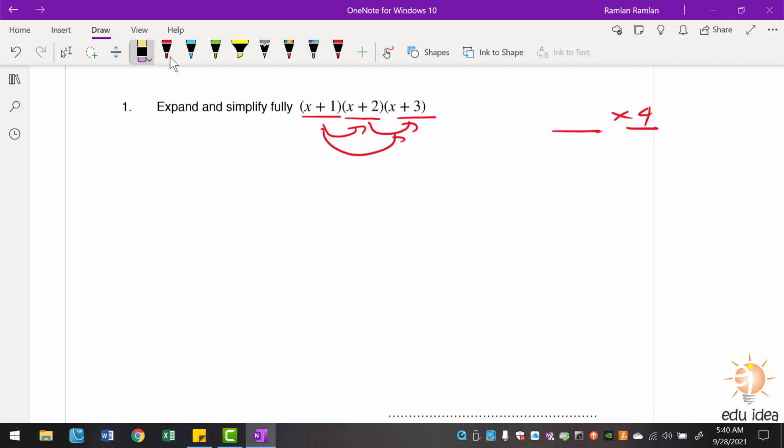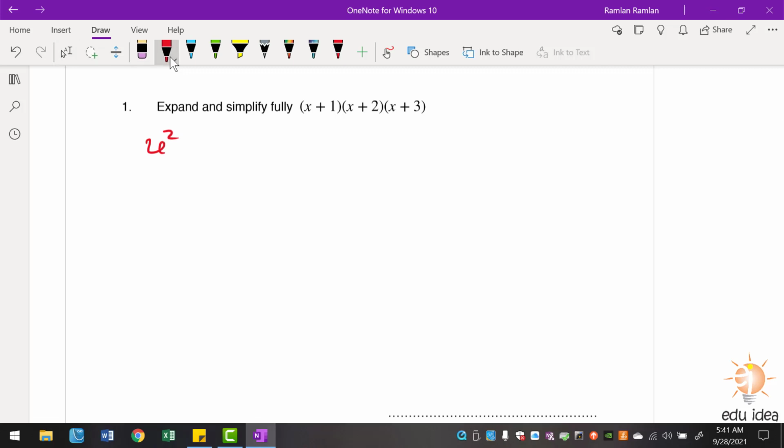Okay, so for this one, I'm going to write it. We're going to do it step by step, and we're going to do it from the first to the second bracket. So we're going to focus on these two first, and then after we multiply them, we'll multiply this with this one. Okay, so we have x plus 1 and x plus 2. If we multiply that, we get x squared, because we do it like this, right?